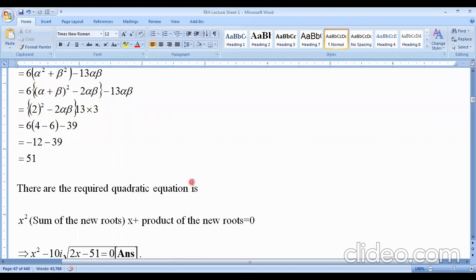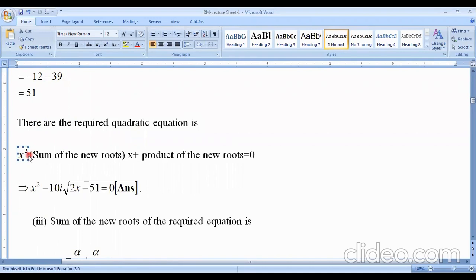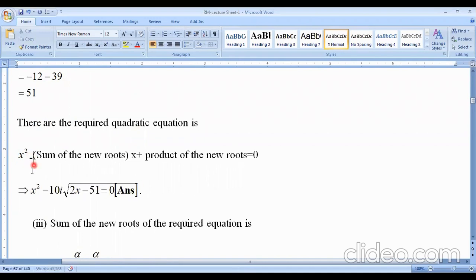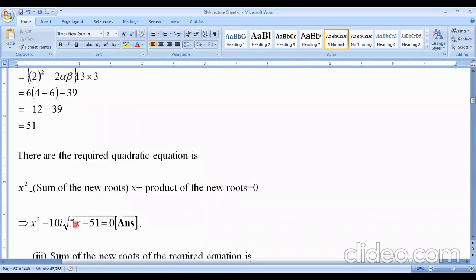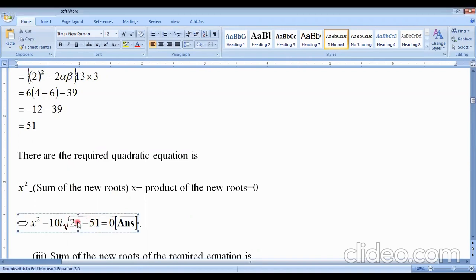Therefore the required equation will be x square minus sum of the new roots into x plus product of the new roots equals 0. X square, the sum of the new roots was minus 10i, where i is the imaginary number, into x. Product of the roots equals 1.